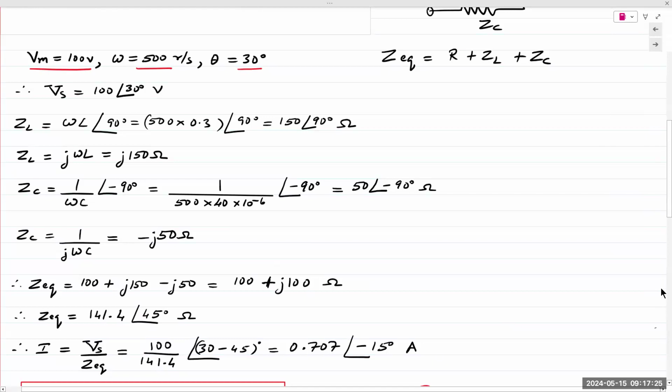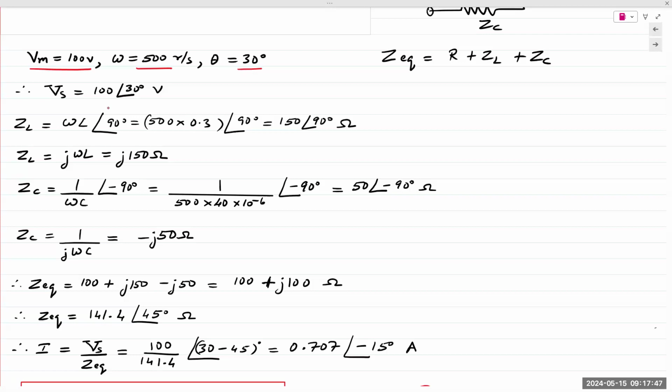If there are multiple sources, then you can handle them accordingly. Meaning if you were applying node voltage analysis, the procedure would be exactly the same, except it would be complex number math. So that takes care of the sources. Now let's look at the impedances.